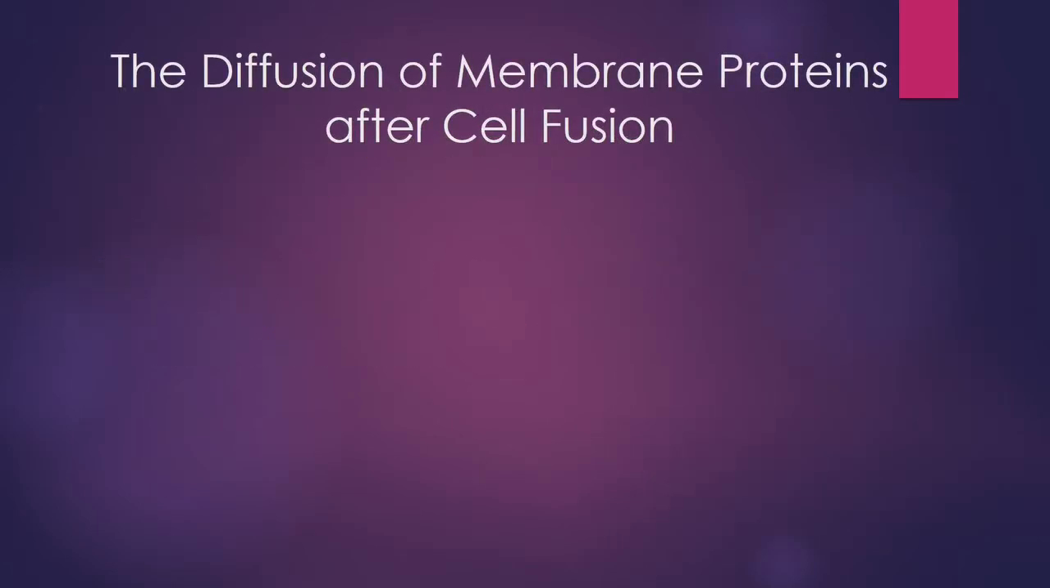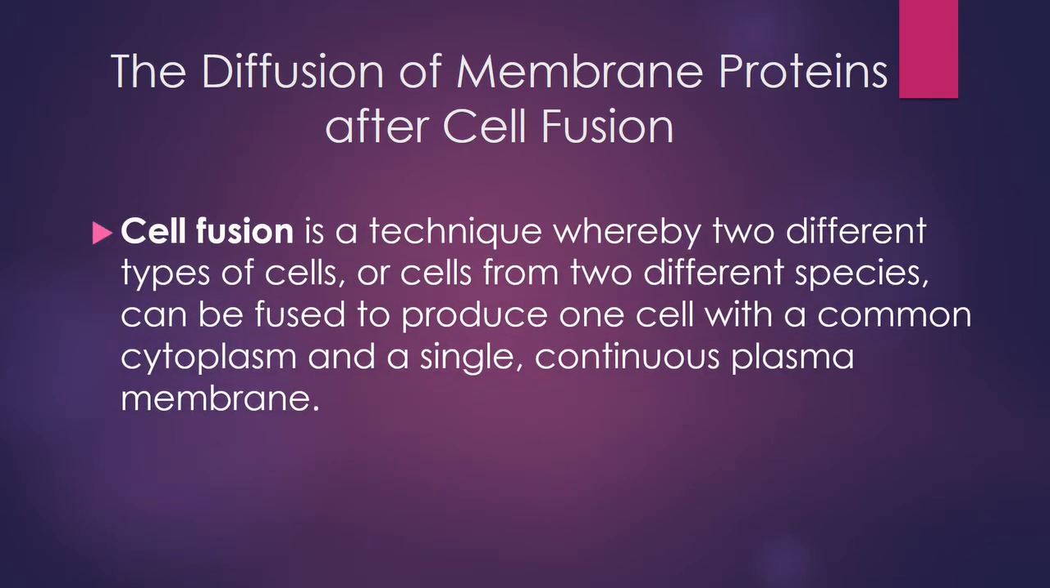The diffusion of membrane proteins after cell fusion. Cell fusion is a technique whereby two different types of cells, or cells from two different species, can fuse to produce one cell with a common cytoplasm and a single continuous plasma membrane. Cells are induced to fuse with one another by making the outer surface of the cell sticky. With that, plasma membranes adhere to one another.